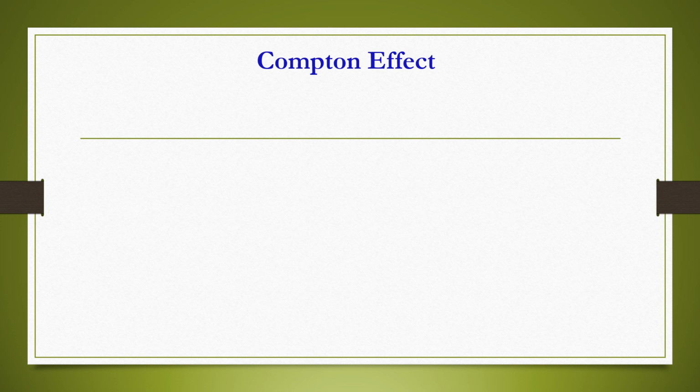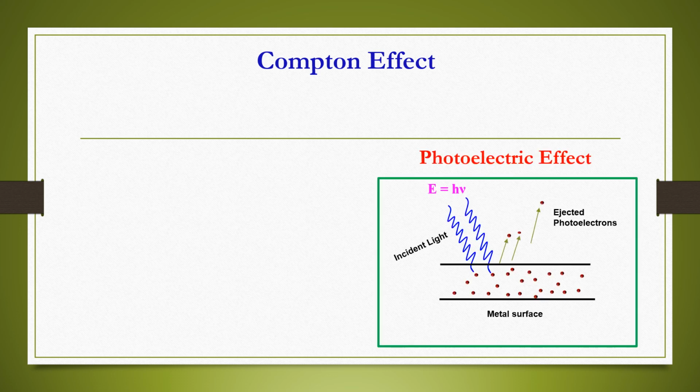Hello everyone. Today I am going to discuss the Compton effect. In the previous lecture, we had a discussion on the photoelectric effect, where we found that electrons absorb electromagnetic radiation in the form of packets of energy called photons, having energy equal to Planck's constant multiplied by the frequency of radiation, and it gave us the idea of the particle nature of light.